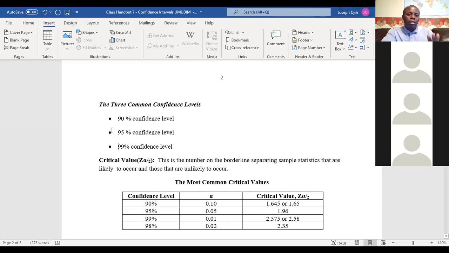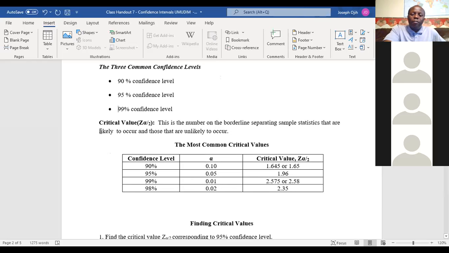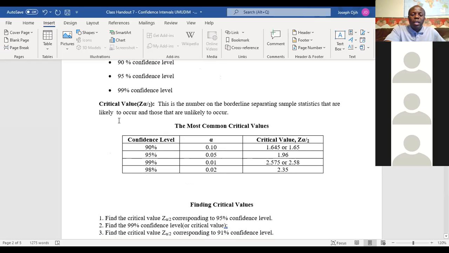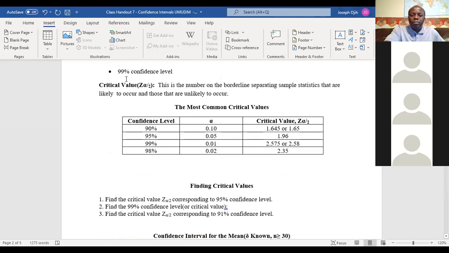Anyway, so those are the three most common confidence levels we have. There are other confidence levels. You can be 98%, you can be 99%. The first thing I want to show you is how to get a critical value when you have this confidence level. So let's say I have 90% confidence level. If you say that you're 90% confident, your chance of being wrong is 10%. See? So how do you get this critical value?